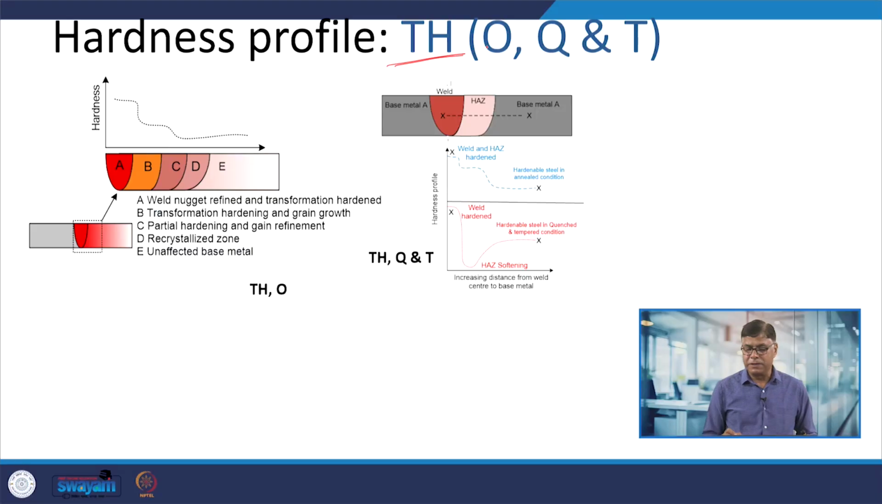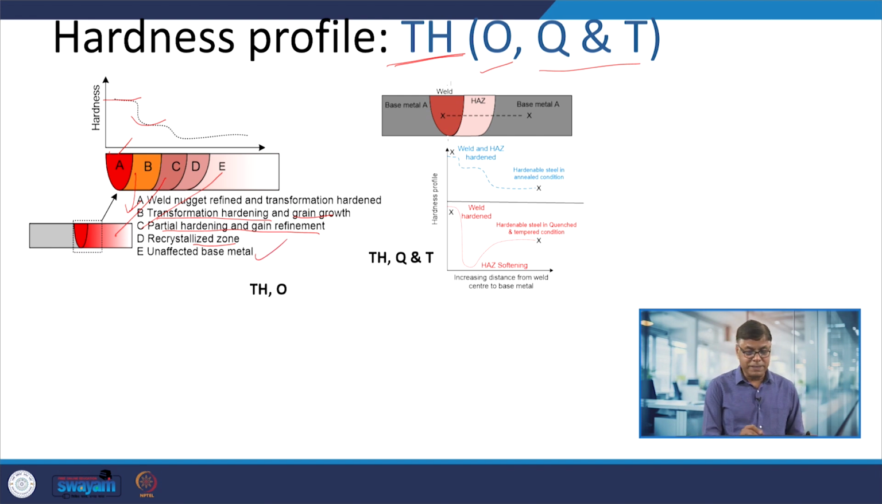So, this is just a schematic to show what happens in the case of transformation hardenable steels, for those in annealed condition or in Q&T conditions, the behavior is entirely different. How do the properties change in the weld zone? Hardness is maximum, then a little lower in the next zone B, which is experiencing transformation hardening and grain growth, then partial hardening and grain refinement in zone C. The different zones will be experiencing different effects. D is for recrystallization, partial hardening and grain refinement in zone C, and an unaffected base metal.